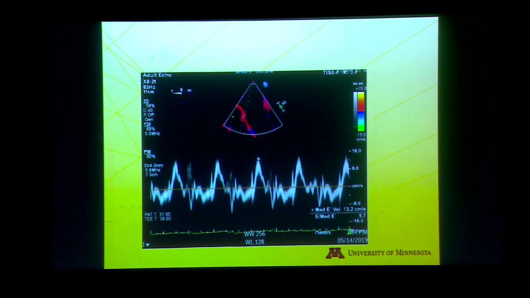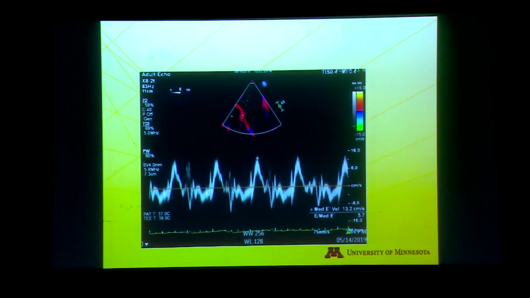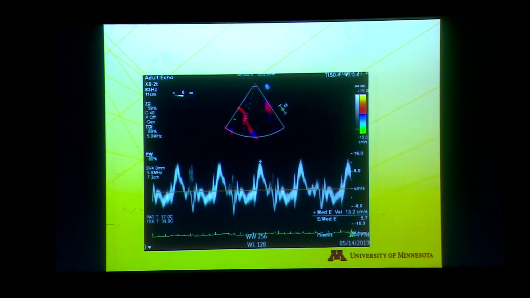Good. You guys are taking the exam this time? I hope so, because this shows up on the exam pretty often. This is an unusual situation where the velocities on the medial side are higher than the lateral ones. That's annulus reversus, very typical of constrictive pericarditis.